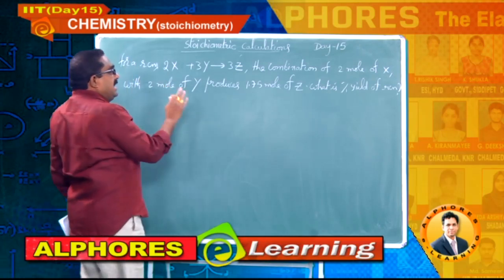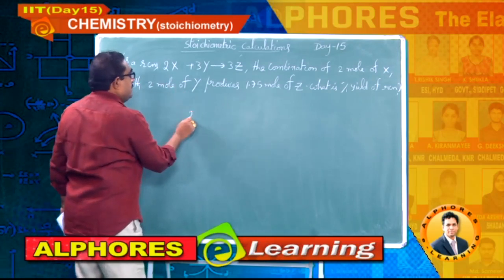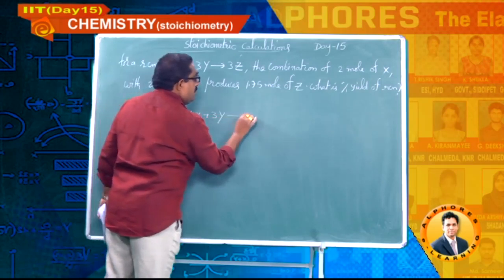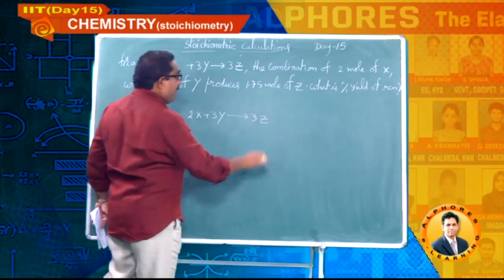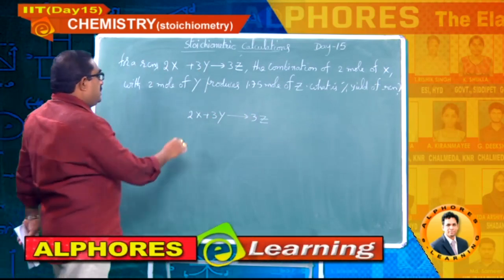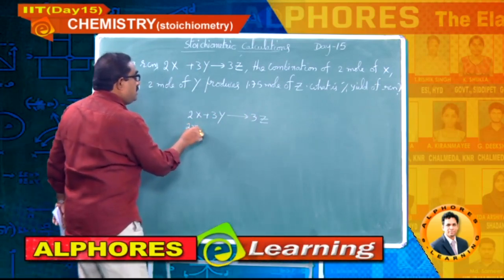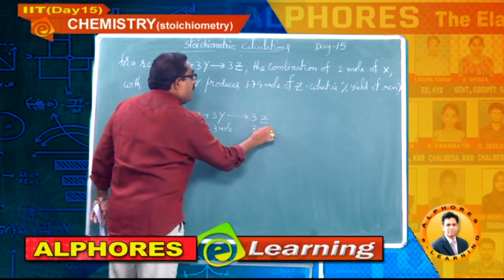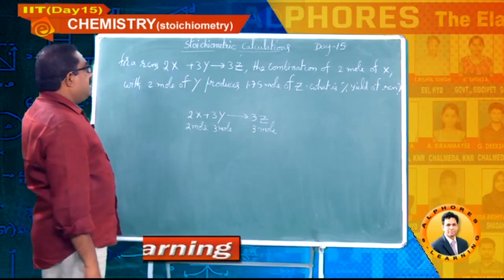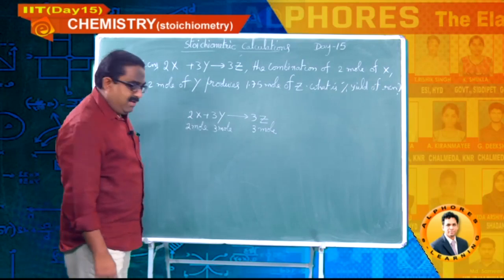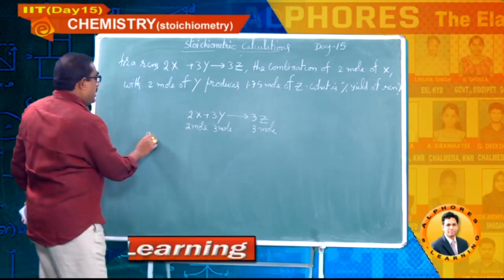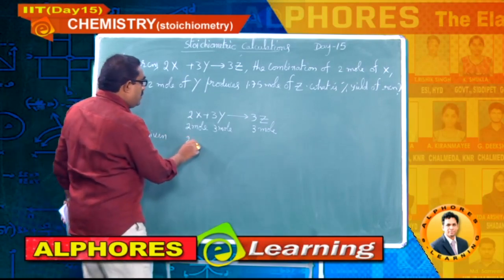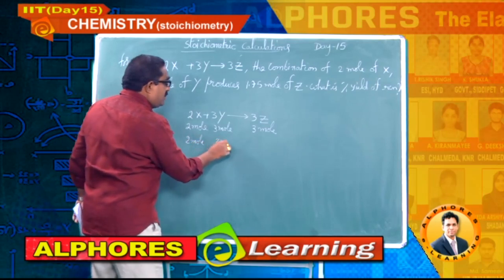Okay, let me write the balanced chemical equation first of all. I am writing here 2x plus 3y gives rise to 3z. Now let me write the moles of the equation. 2 moles combines with 3 moles and forms 3 moles of Z. This we can write as per the balanced chemical equation. Now let me write given moles. Given moles for x are 2 moles and for y also 2 moles.